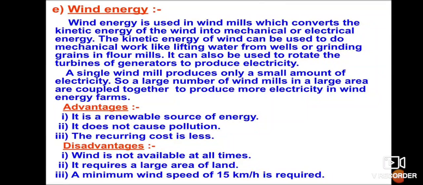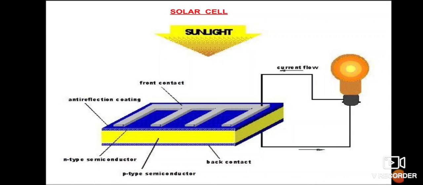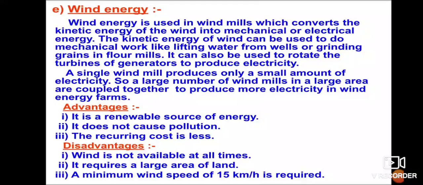It is depending upon the wind. A minimum wind speed of 15 km per hour is required for the windmills. So, these are the importance and disadvantages of wind energy. This is all about wind energy.